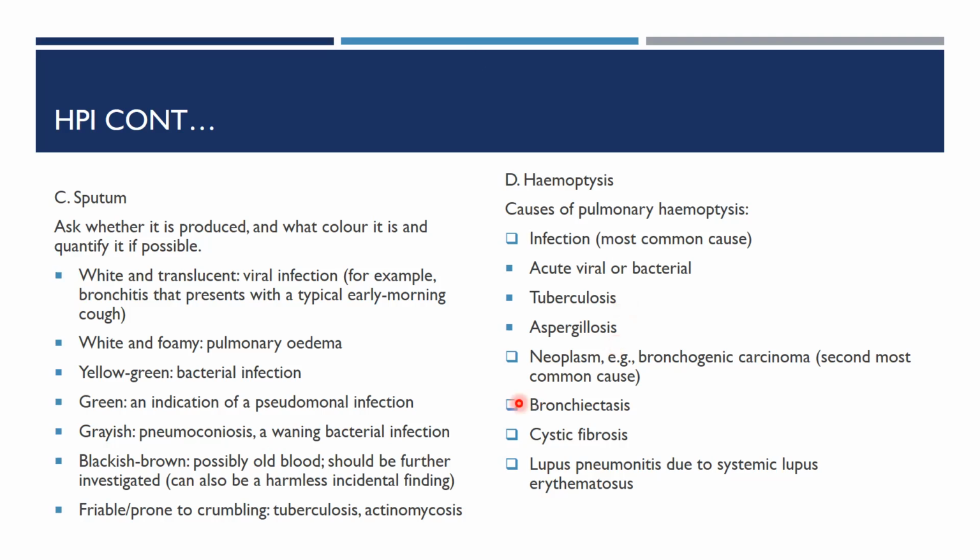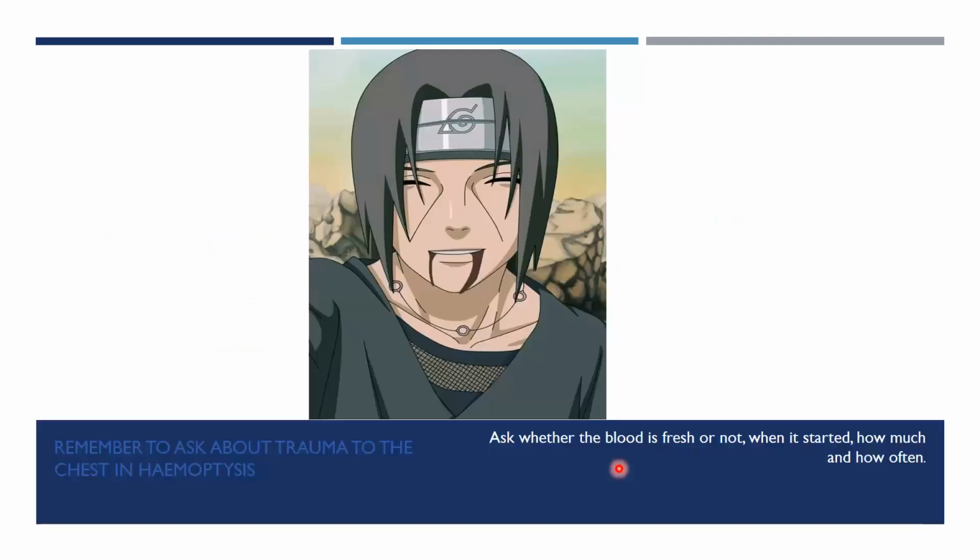And then you can also have neoplasms. That's a nice word for cancer. So bronchogenic carcinoma, which is the second most common cause. You also have bronchiectasis, cystic fibrosis, and then you have lupus pneumonitis due to SLE. SLE will be covered later on. Very interesting, but for now, we'll just leave it.